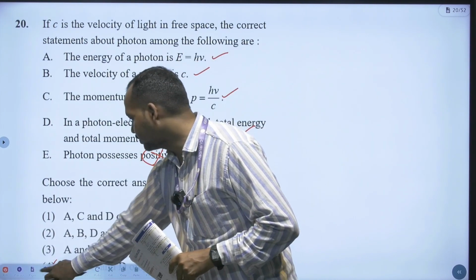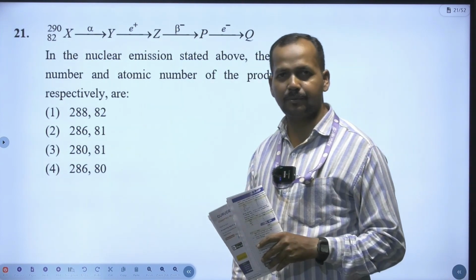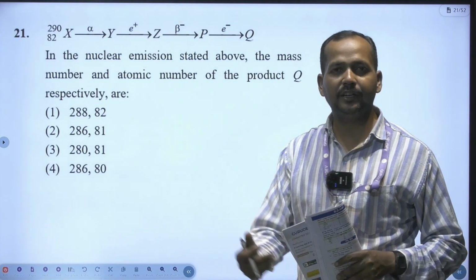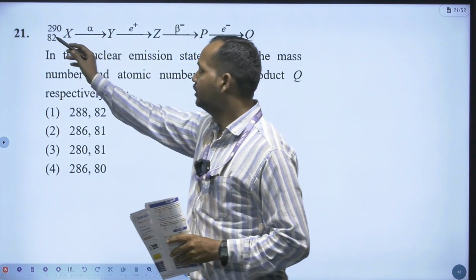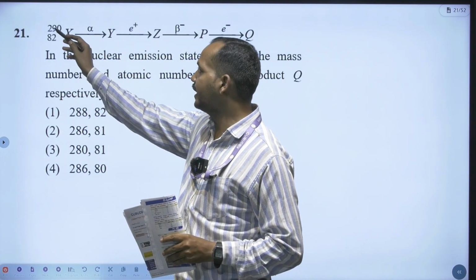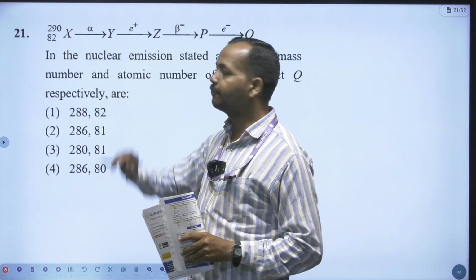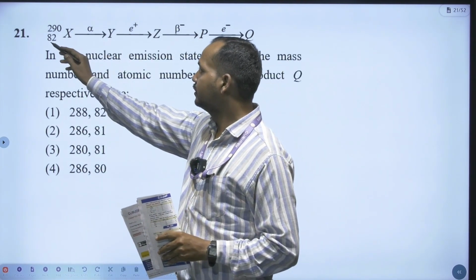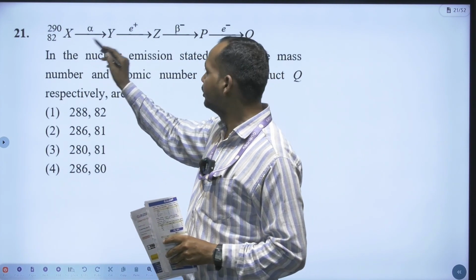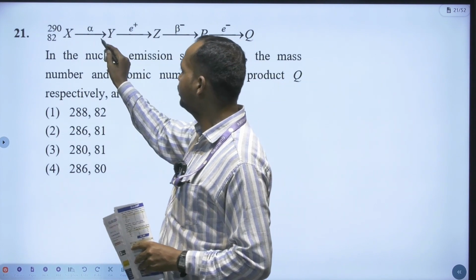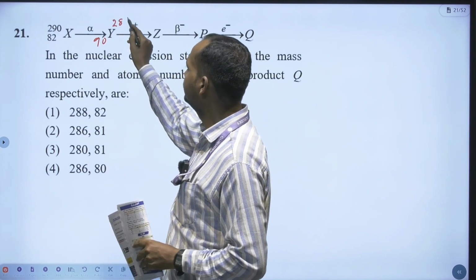So next, page 21. This is a question based on the nuclei chapter, which covers radioactive decay: alpha decay, beta decay and gamma decay. Here the first element X has mass number 290 and atomic number 82. If it goes through alpha decay, what happens? The atomic number reduces by 2 and the mass number reduces by 4. So 82 becomes 80 and 290 becomes 286.